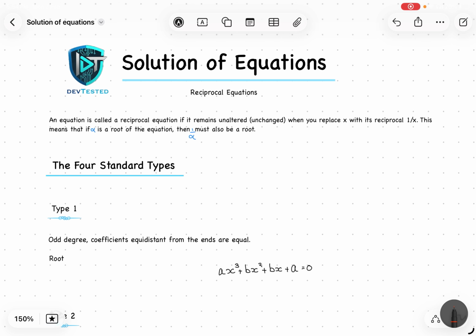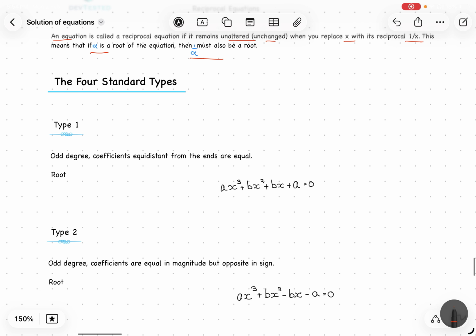Let's dive in to reciprocal equations. Reciprocal equations means an equation which remains unaltered or unchanged when we replace x with 1 by x. That means if alpha is the root of the equation, then 1 by alpha must also be the root of the equation. There are four standard types of reciprocal equations, starting with type 1.